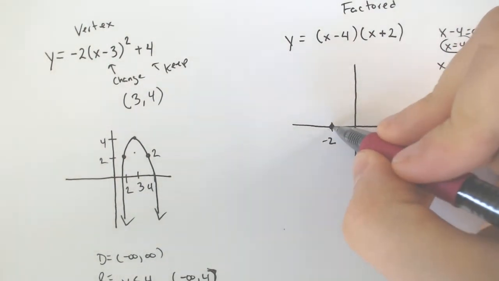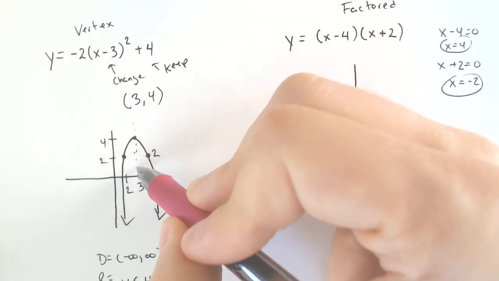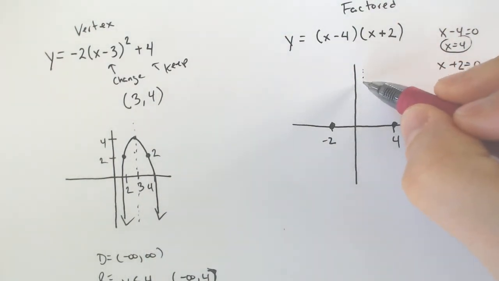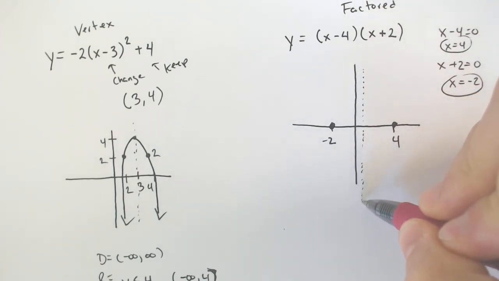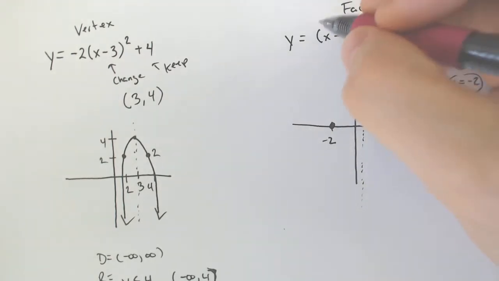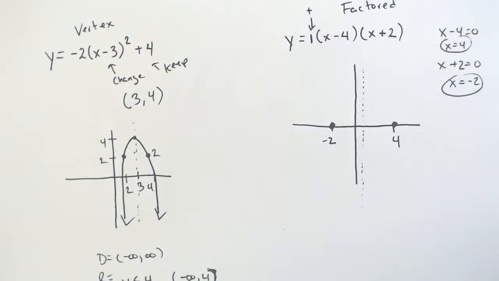And these are our x-intercepts. And the parabola, just like this one over here, has to be symmetrical. So if it has to be symmetrical, that means that somewhere kind of over here, I am going to end up having like the parabola, and it is either going to face up or down according to the number in front, and the number in front is a positive 1. Therefore, it will be facing up.